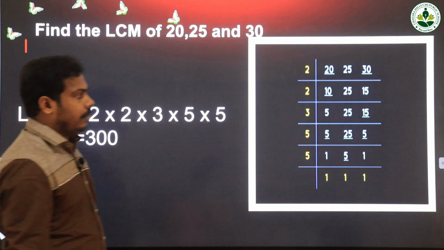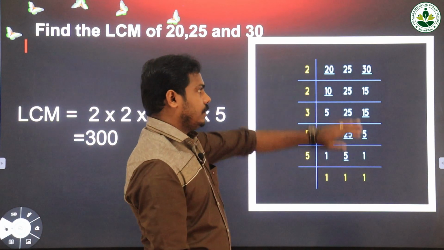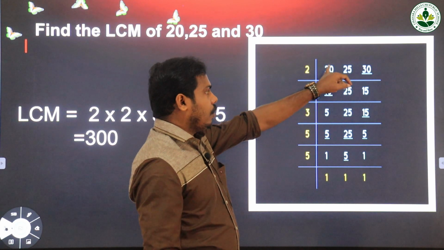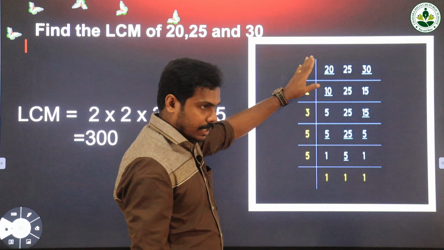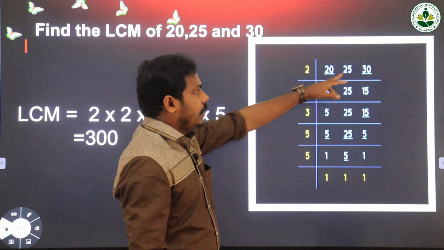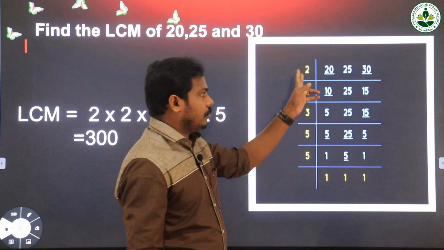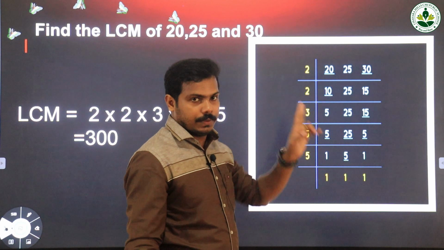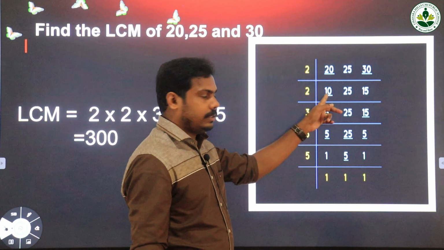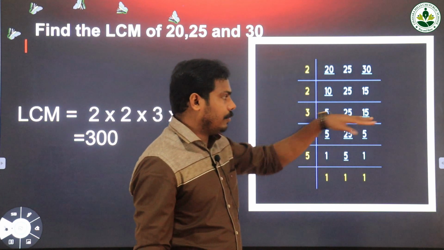For that we need to divide all the numbers together. First we write the numbers. We know these two numbers 20 and 30 are divisible by 2. So, we just divide those two numbers. 25 just brought down without any change. So, when we divide 20 and 30 by 2, we got 10 and 15, and we can divide 10 by 2. 10 by 2 is 5. Now, we got 5, 25 and 15.